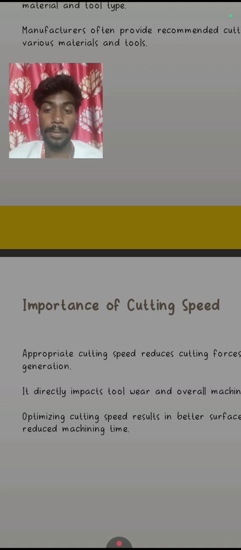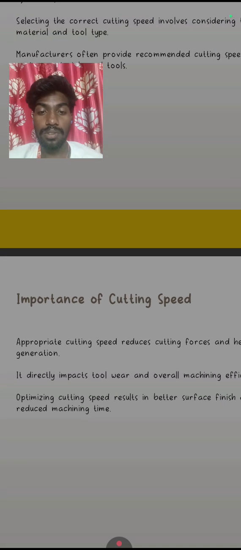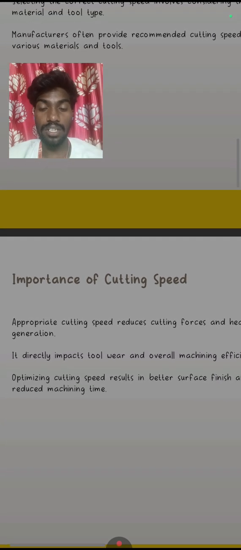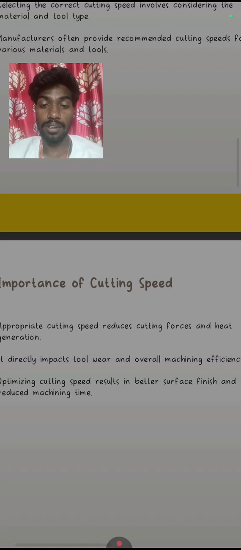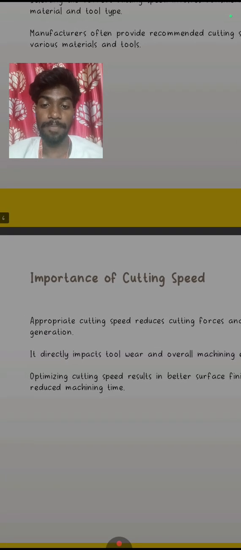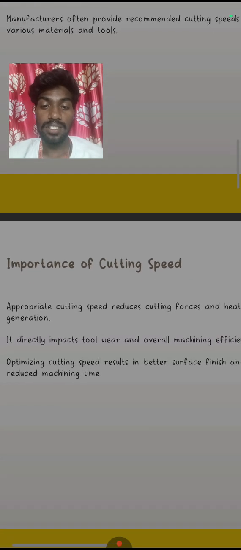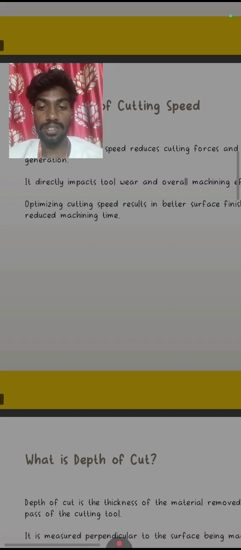Importance of cutting speed. Appropriate cutting speed reduces cutting forces and heat generation. It directly impacts tool wear and overall machining efficiency. Optimizing cutting speeds results in better surface finish and reduced machining time.